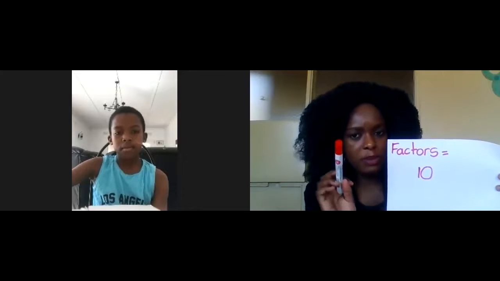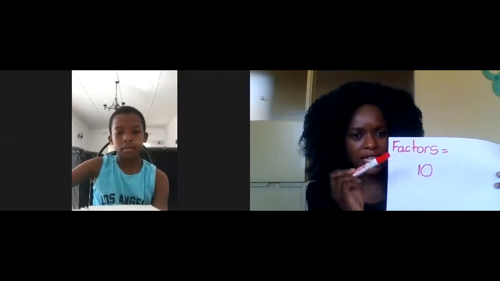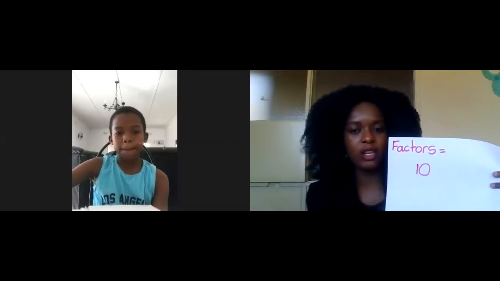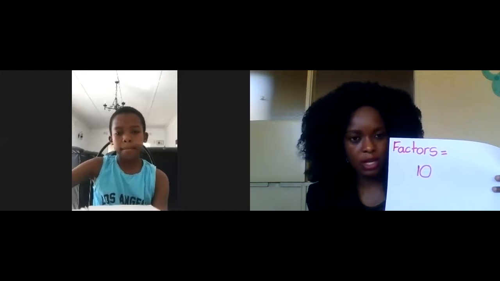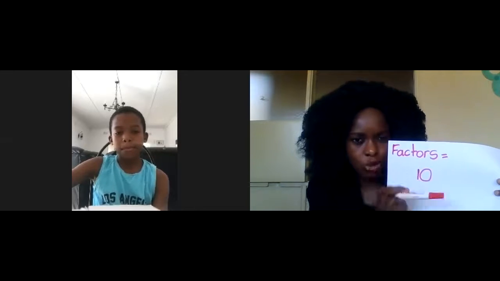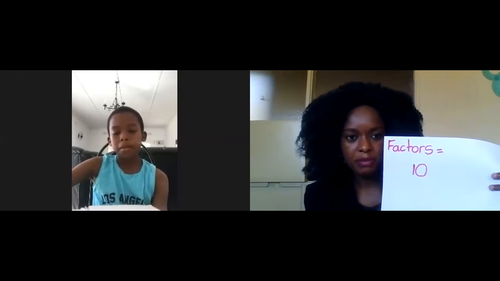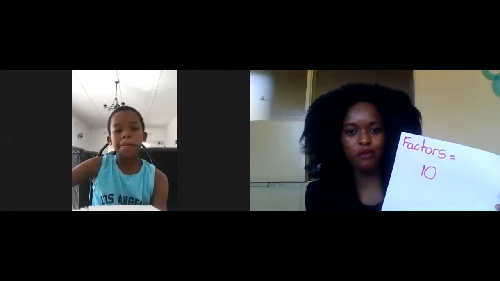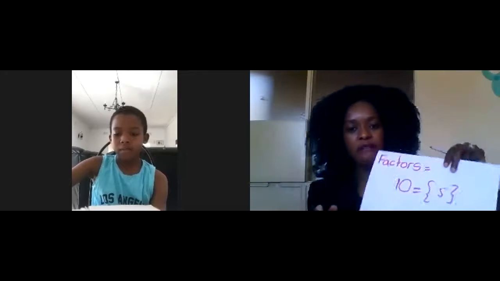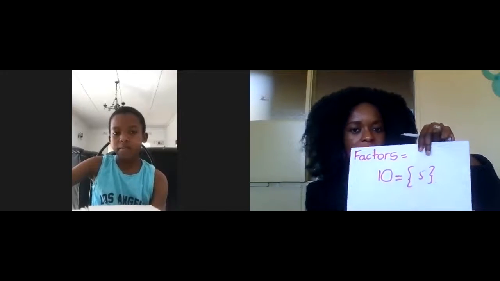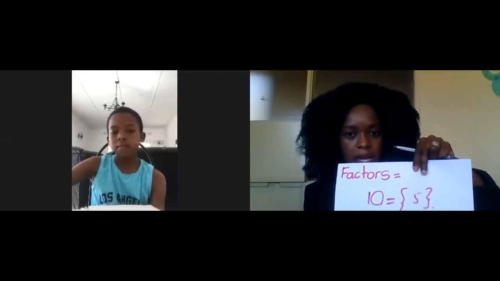Can you give me any number, Bryce, that you know can divide into 10 and does not leave a remainder? Any number that you can think about that can divide into 10 and it won't leave a remainder. 5. 5, good. 5 is a factor of 10, okay? Why? Because 5 can divide into 10 and 5 does not leave a remainder, okay?